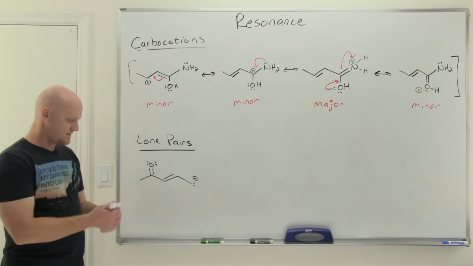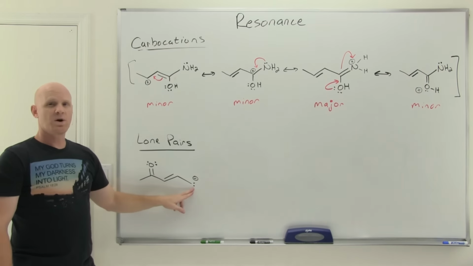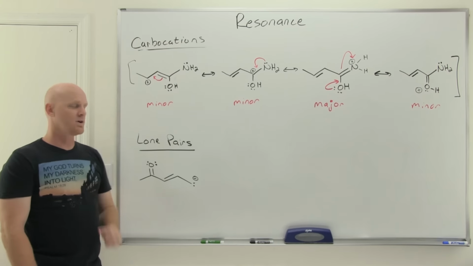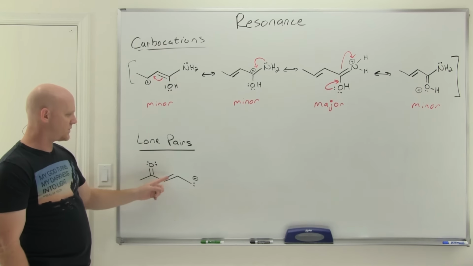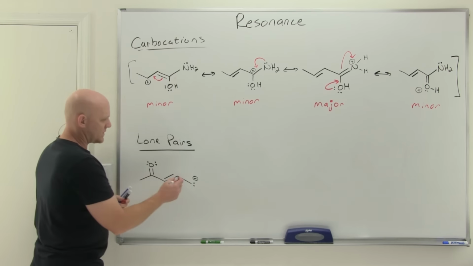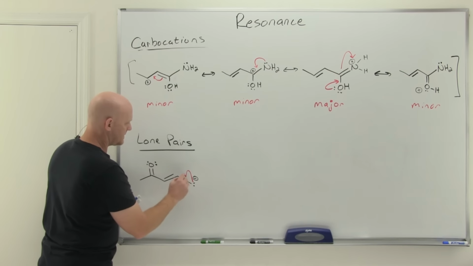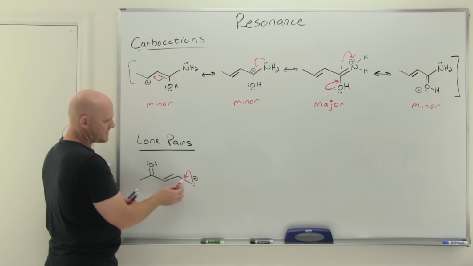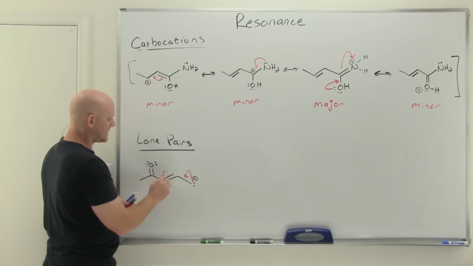We want to stabilize that. And in this case, we have to ask ourselves the question, is it one bond away from pi electrons? And in this case, yep, it's totally one bond away from pi electrons. And so we should expect resonance, and we're going to form a pi bond. So lone pair becomes a pi bond becomes a lone pair.